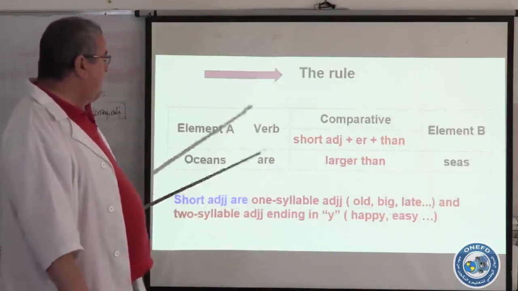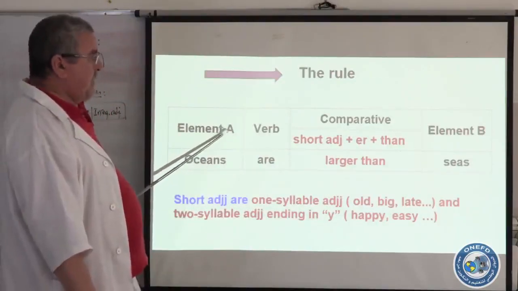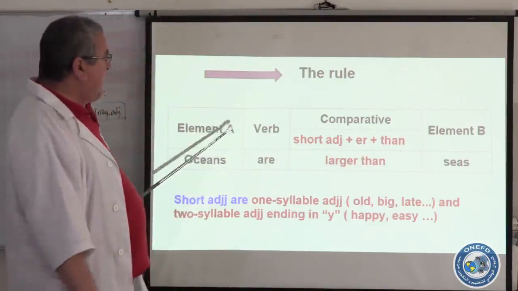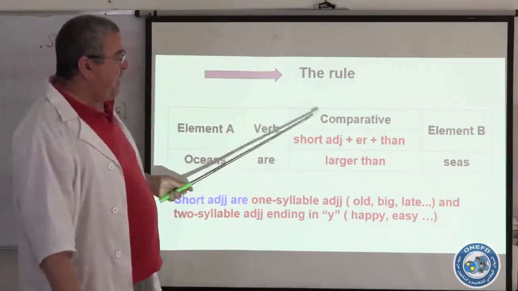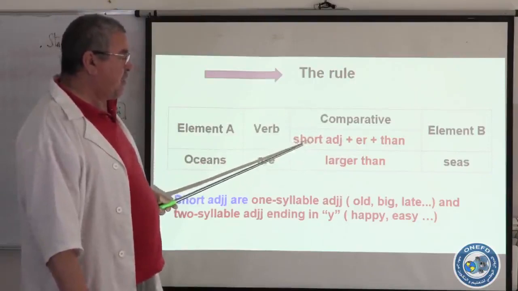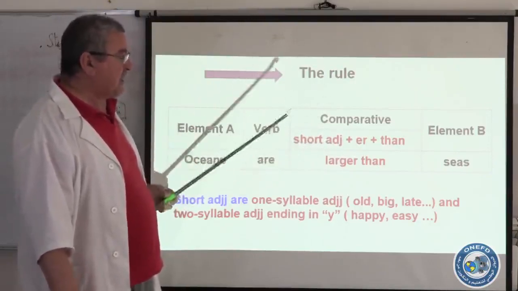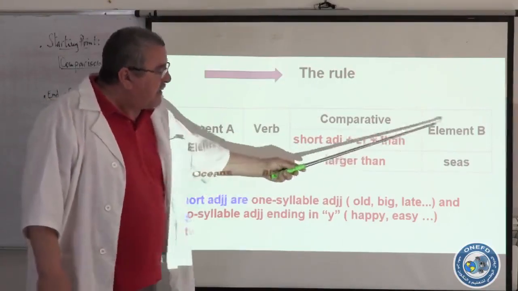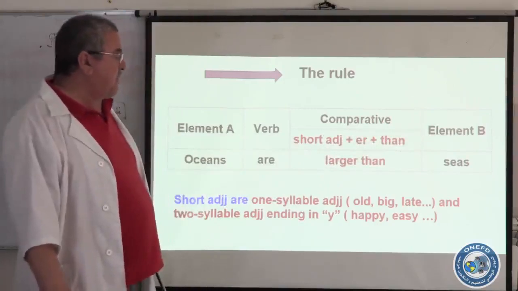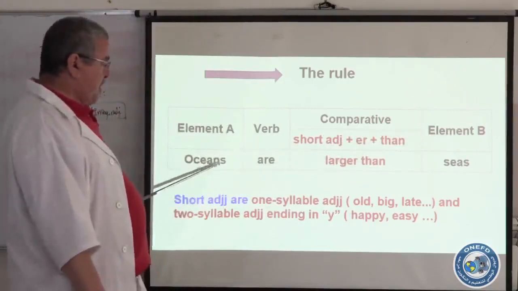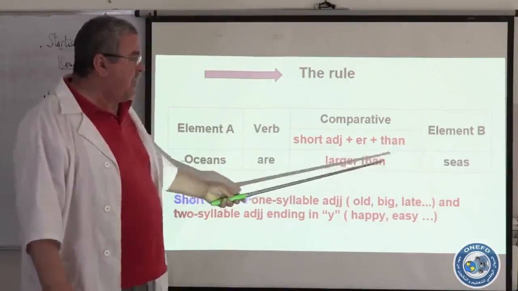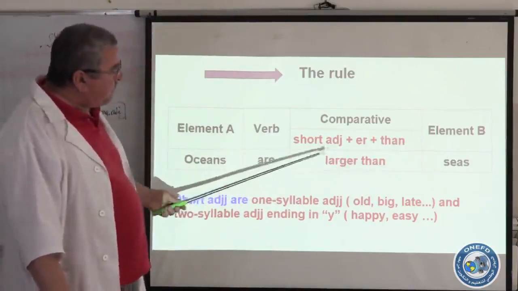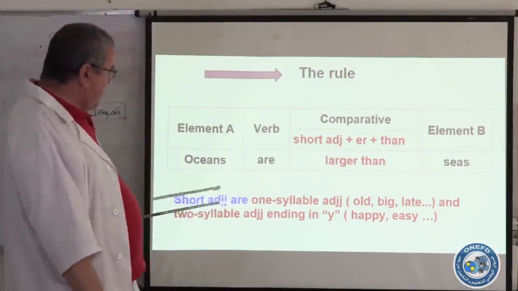Here is the rule. Again, we are comparing two elements, element A and element B. Element A, verb, then the comparative, which is short adjective. We are talking about short adjectives here, which is short adjective plus er plus than, and then we write the element B here. Here is an example: oceans are larger than seas. You remark that the E already exists.